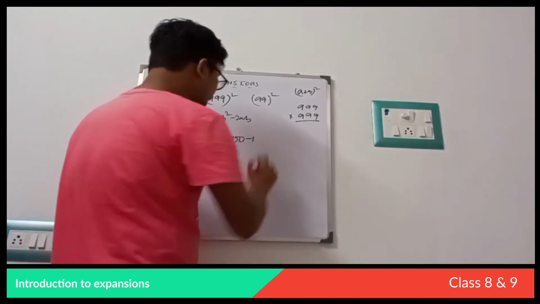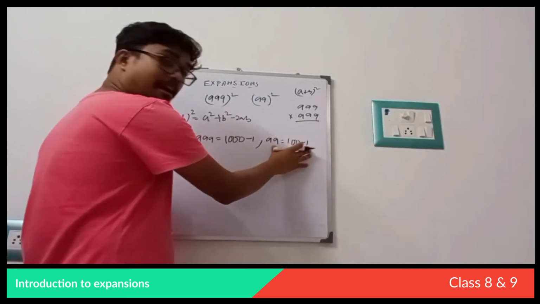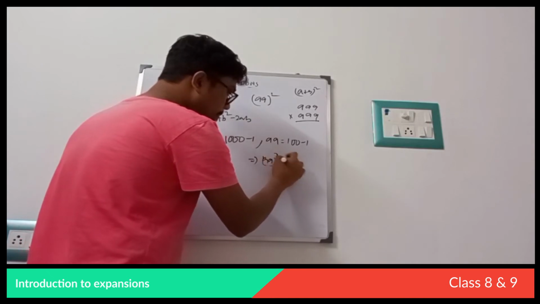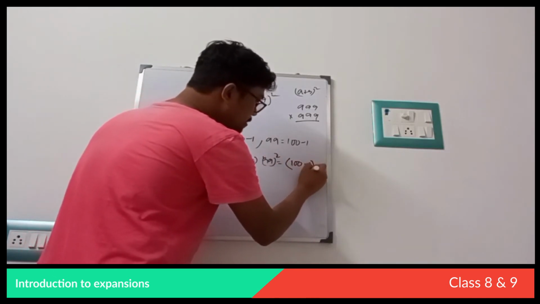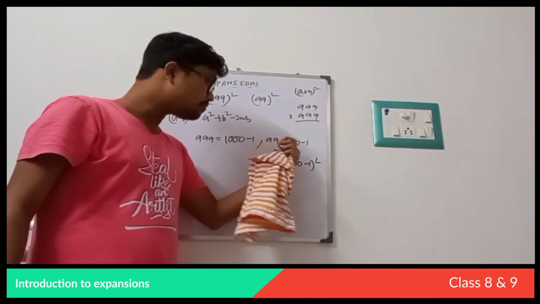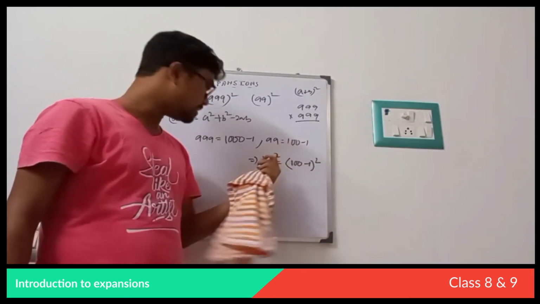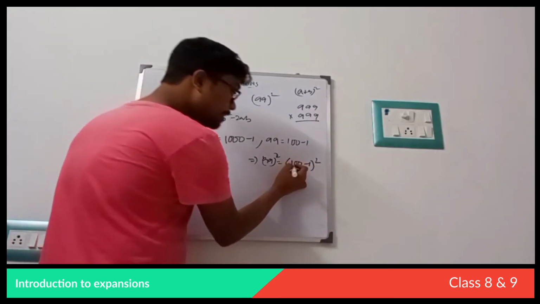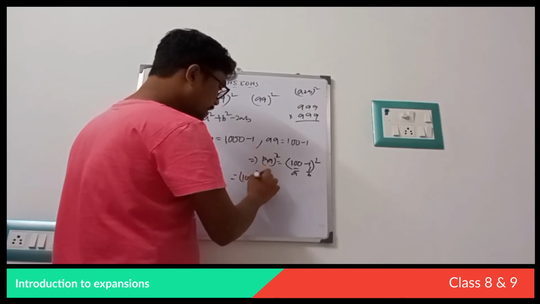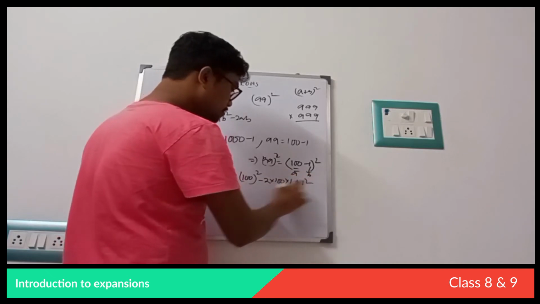Got it? Or 99 becomes 100 minus 1. So if I square this one, 99 square, that means 100 minus 1 whole square. Actually here I write 99 equal to 100 minus 1. Then squaring both sides, 99 square equal to 100 minus 1 whole square. Now this 100 becomes a and this becomes b. So I can write 100 square minus 2 into 100 into 1, that is minus 2ab, plus 1 square. That is very easy.